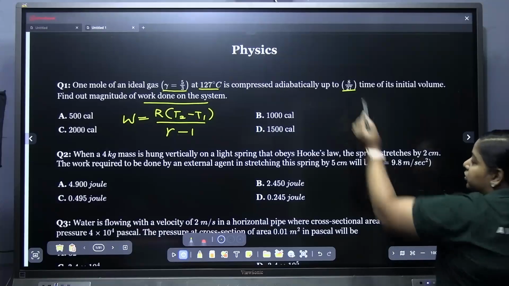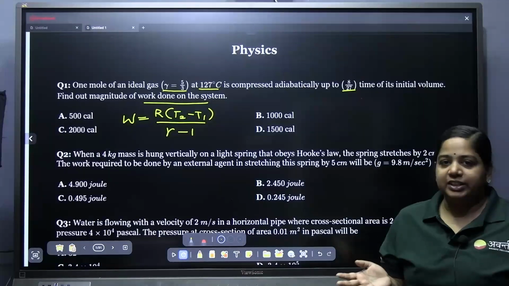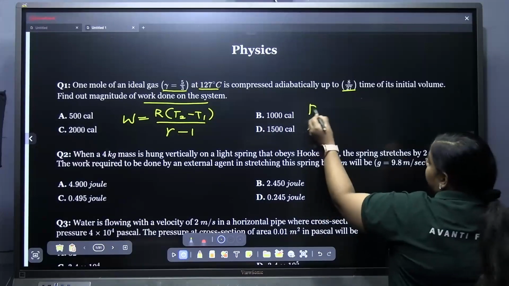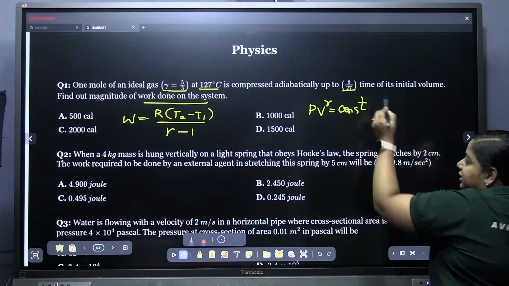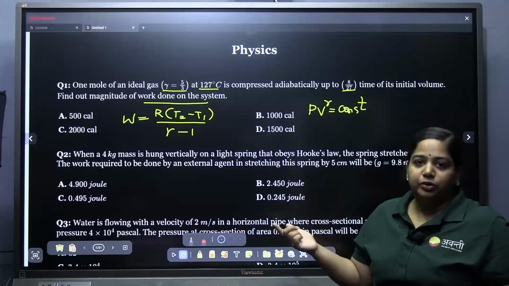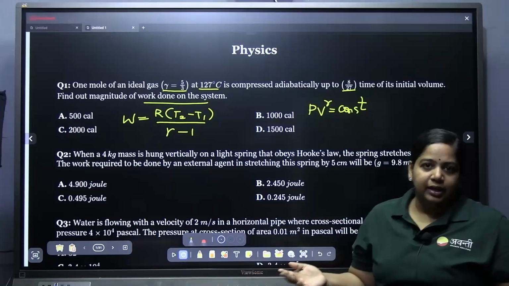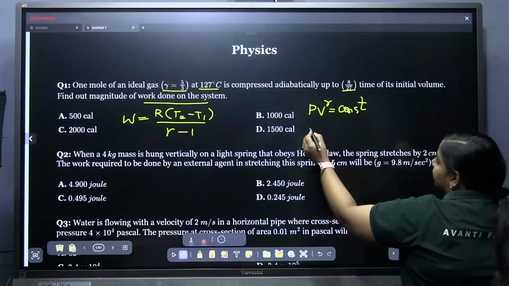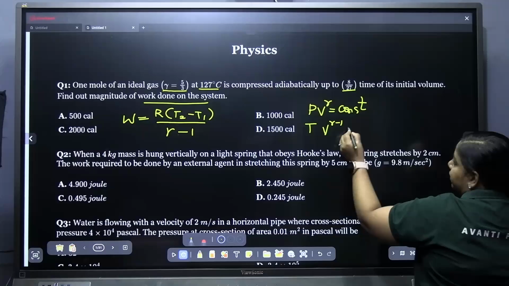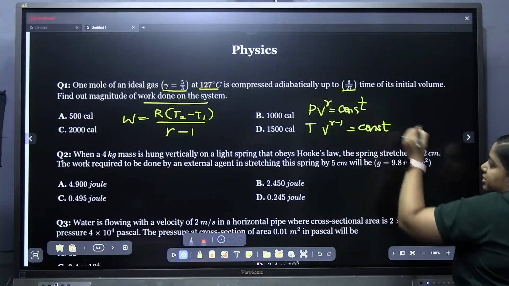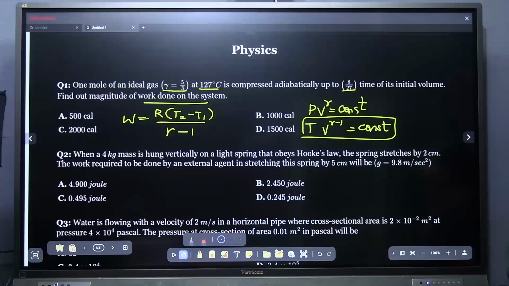For that we can use the adiabatic equation. What is the equation that satisfies an adiabatic process? That is PV raised to gamma equal to constant. Since pressure is not here, we have to convert it into a temperature formula. So substituting PV equal to nRT, you can substitute P with T by V, and so you will get T V to the power gamma minus 1 is equal to constant. So this formula you have to use for finding T2.